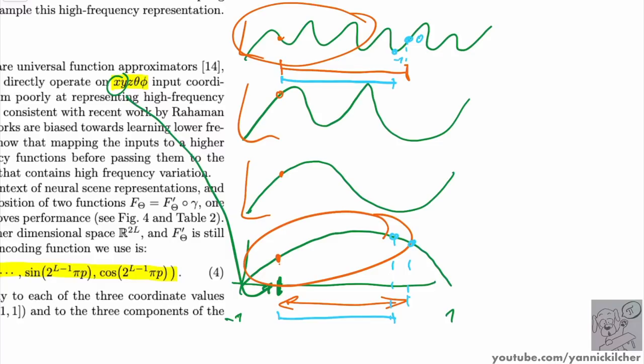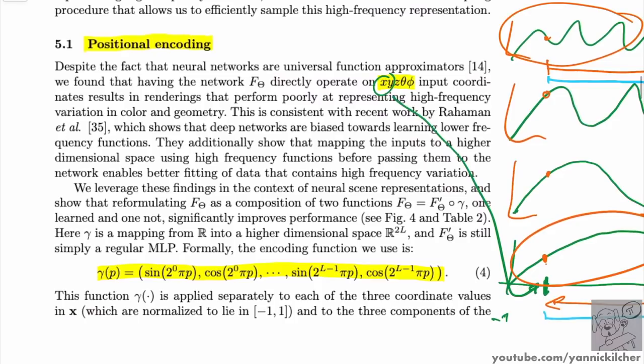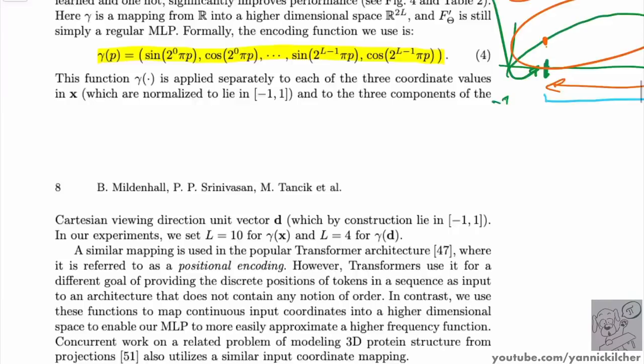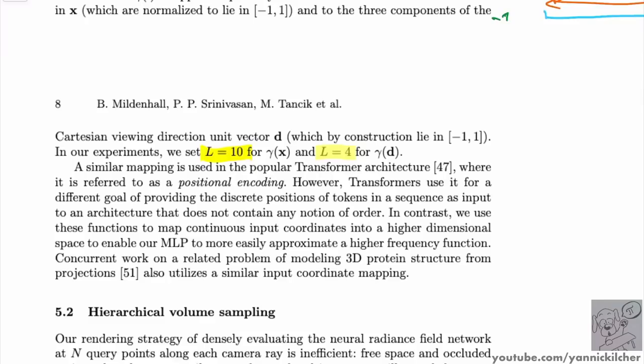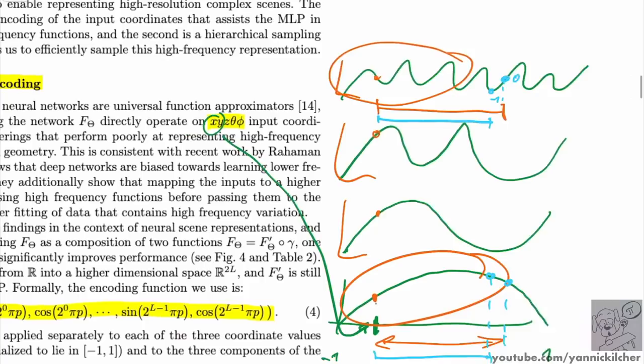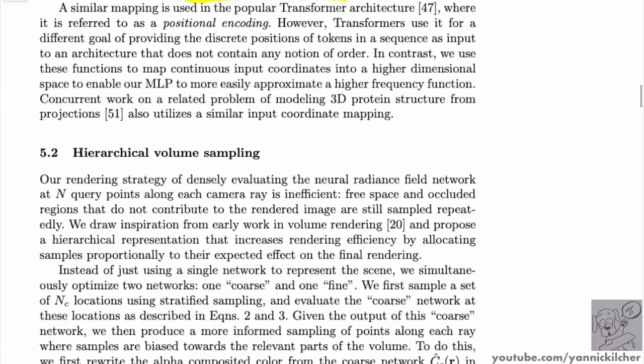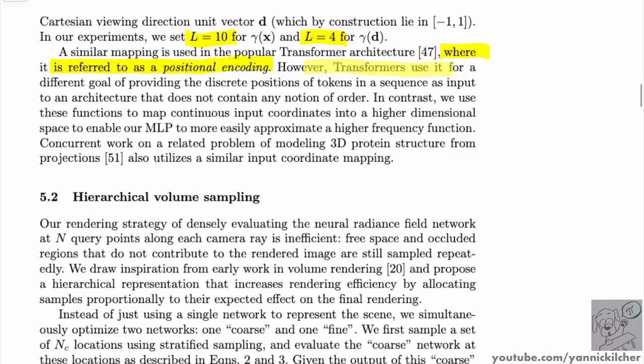For particular positions, ultimately you're going to map this five-dimensional vector into a higher dimensional vector, and they consider like 10 layers or 4 layers of these different sine and cosine waves they construct. So again, they call it positional encoding. They say this is referred to as a positional encoding. However, transformers use it for a different goal of providing discrete representations as input to an architecture. In contrast, we use these functions to map continuous input coordinates into a higher dimensional space to enable our MLP to more easily approximate higher frequency functions.